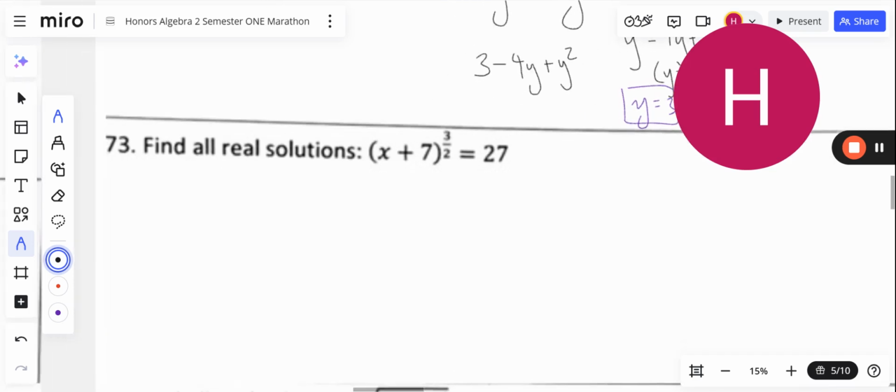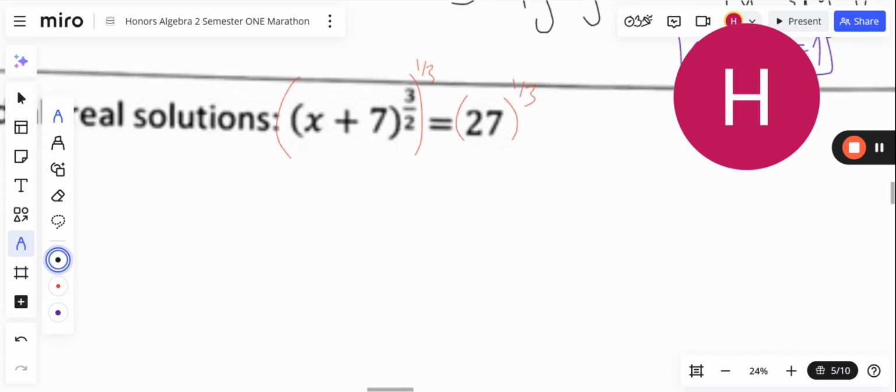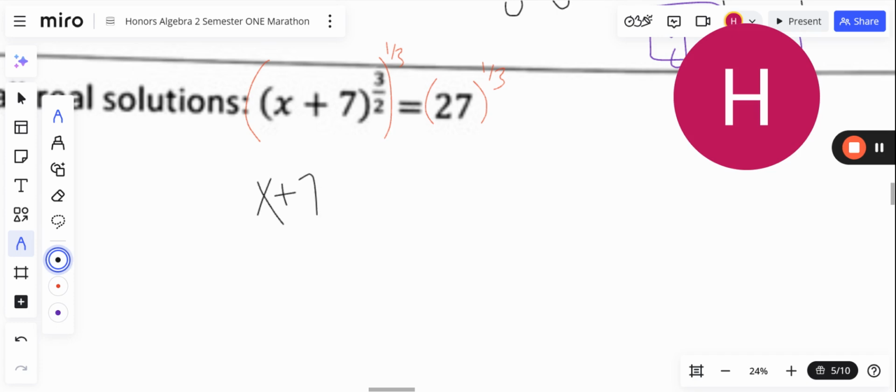Here, number 73, find all real solutions. So here we have x plus 7 to the 3/2 power. We can't get to the x because of the exponent on the parentheses. But what we want to do is the cube root of both sides, and then square both sides. When we take the cube root, that's the same thing as doing a 1/3 power, and so 27 also to the 1/3 power. So here now we have x plus 7 to the 1/2 equals 3.